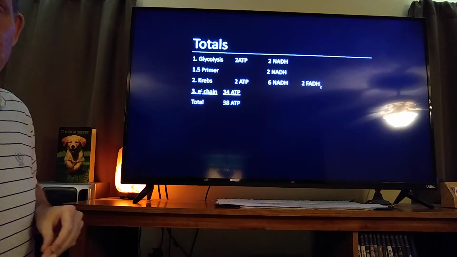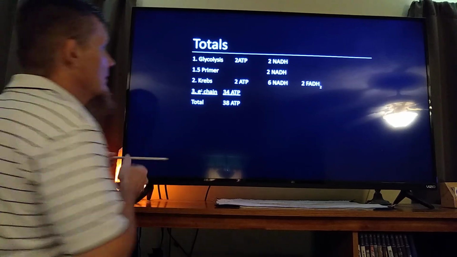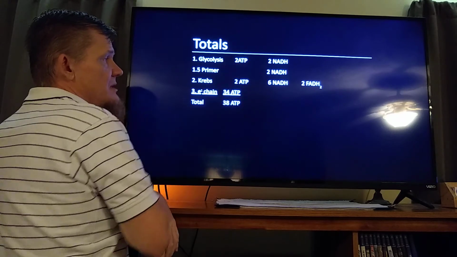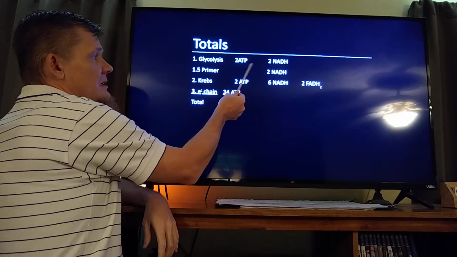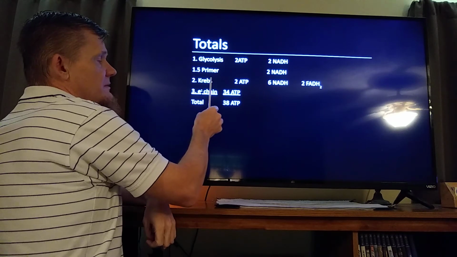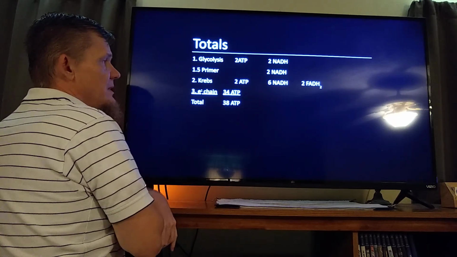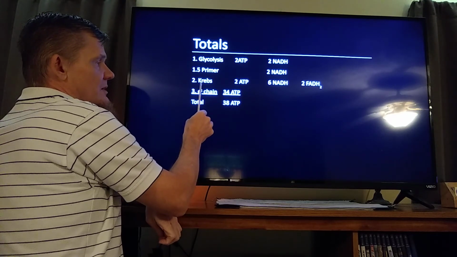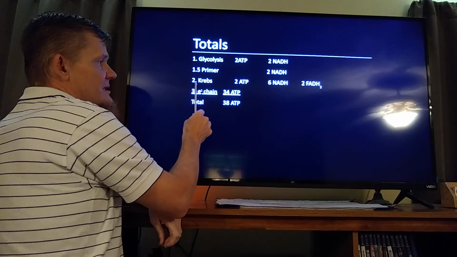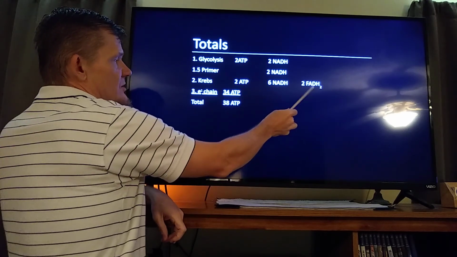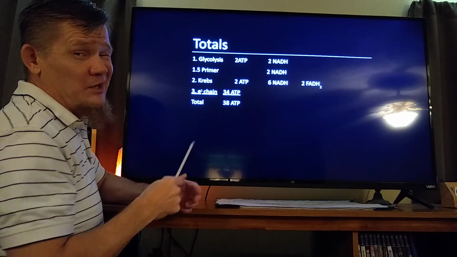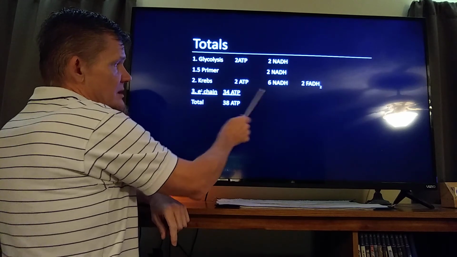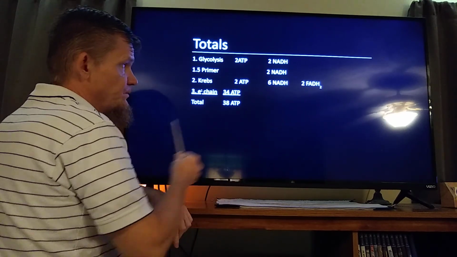Here we see the totals for the whole process. I start off with my glucose molecule. I'm going to split it in half. I get 2 ATPs and 2 of those NADHs. I then take my pyruvate and run it through step 1.5. I get 2 more NADHs. I make acetyl-CoA, and I put it into the citric acid cycle. Each time I run the citric acid cycle, I'll get 1 ATP, 1 FADH2, and 3 NADHs, but I don't have 1 acetyl-CoA, I have 2. So all told, for 1 glucose, I'll get 2 ATP, 6 NADHs, and 2 FADH2s.